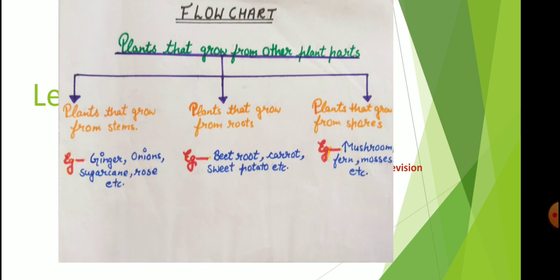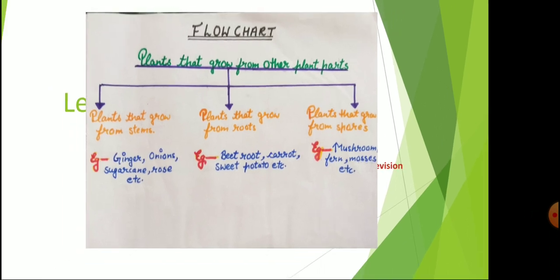Next is plants that grow from spores. Some plants such as mushroom, ferns and mosses grow from their spores, and because they do not bear flowers, they do not produce seeds.